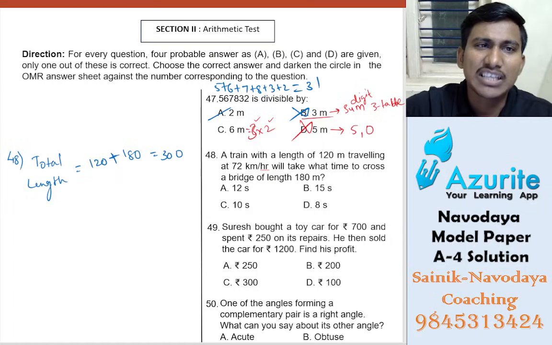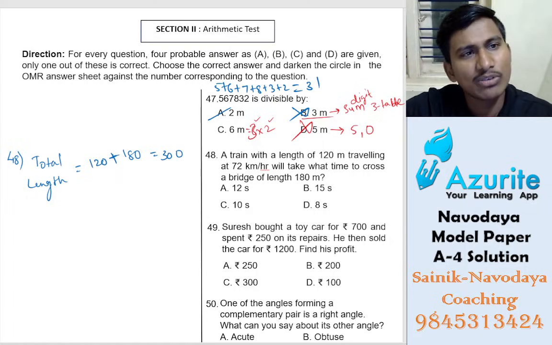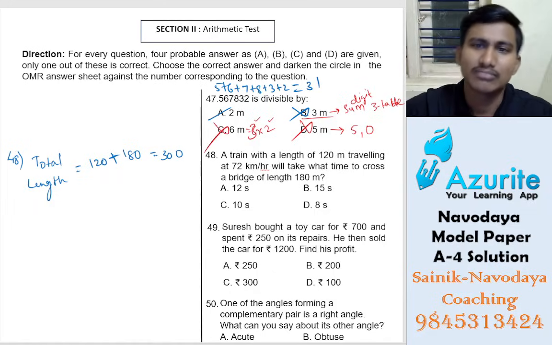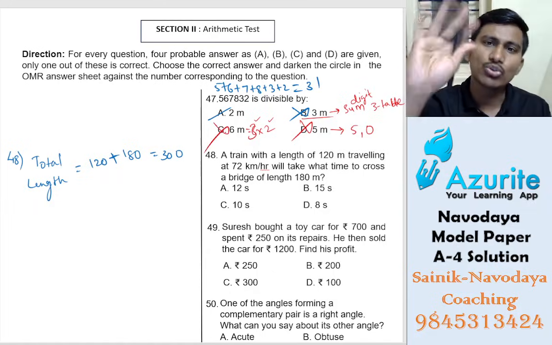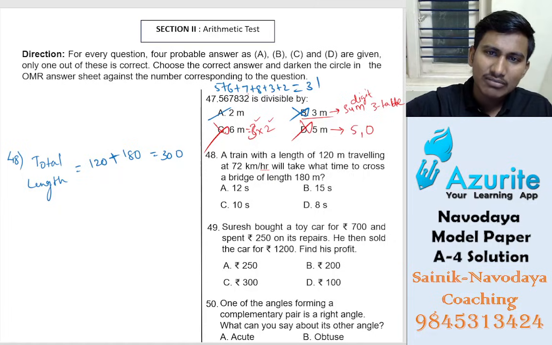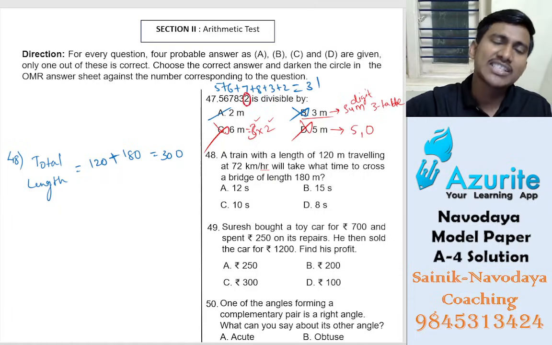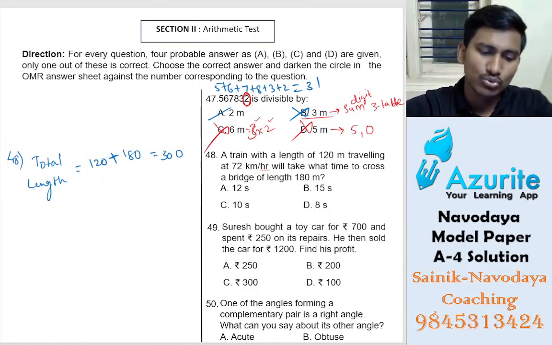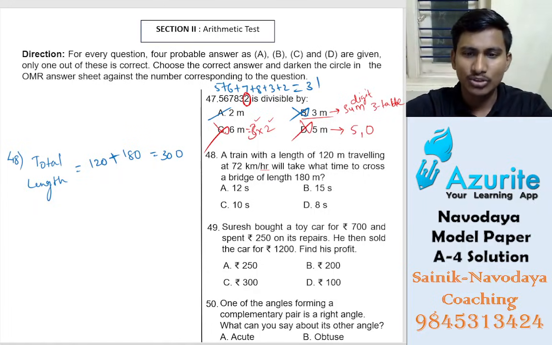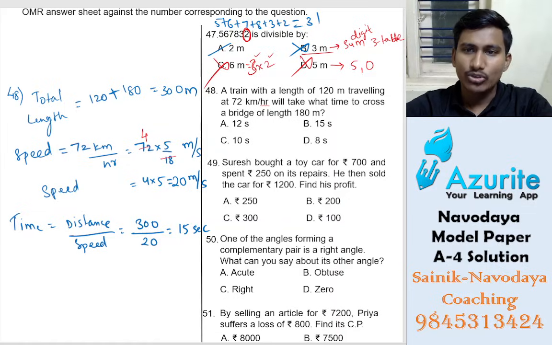Now 6, if it is not divisible by 3 it will also not be divisible by 6. So all are gone. Only 2. That is the even number. 2 is the even number, right? Last digit. That is why it is divisible by 2. Understood? We should go with options. Okay? 48 question is easy.